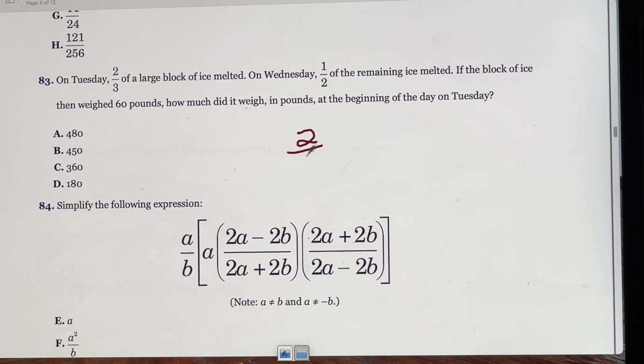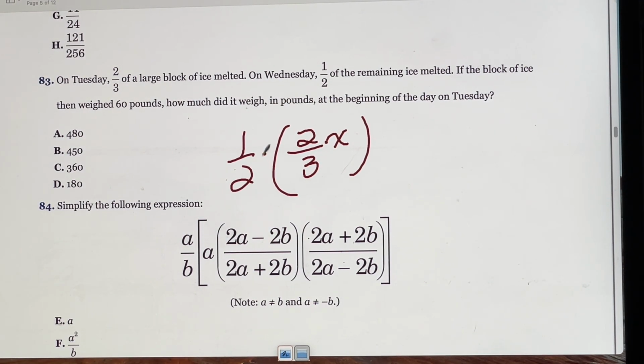So 2/3 of X, right? On Tuesday, 2/3 of a quantity that I don't know melted. And then on Wednesday, half of this quantity melted. And what do you have left over? They said that the block of ice then weighed 60. So that's what you have left over, and that's your equation.